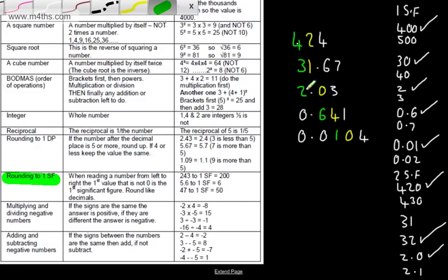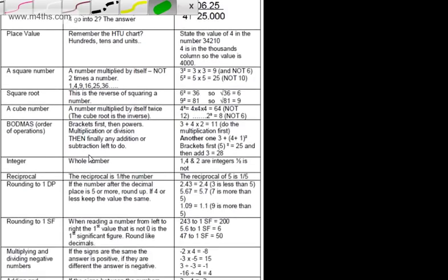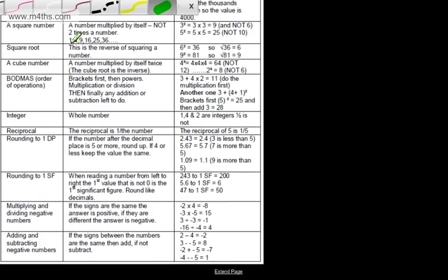It's tens, it's units, it's tens, it's 100ths. Okay, let's go on and look at multiplying and dividing negative numbers. Let's just build some rules up. If the signs are the same, the answer is going to be positive.